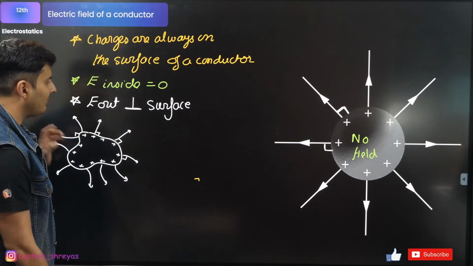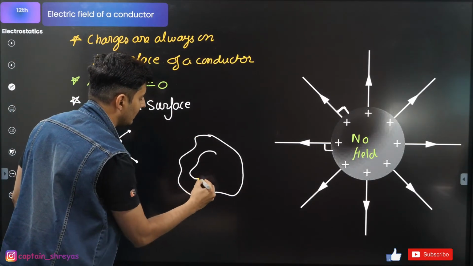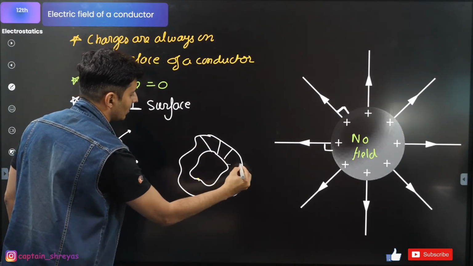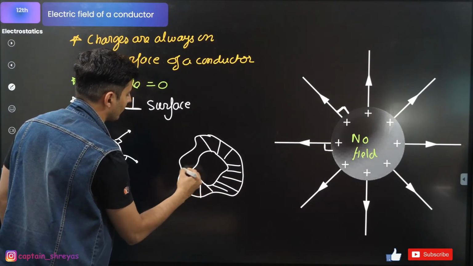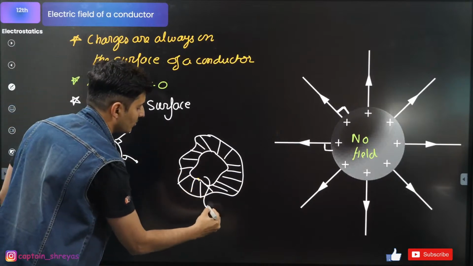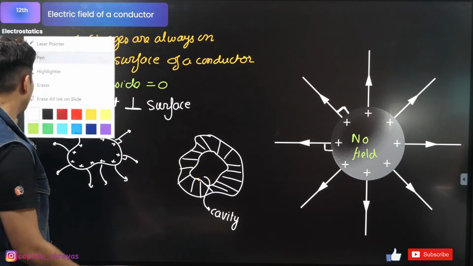What if there was a cavity inside? Still you will not see any kind of field even inside the cavity. Imagine only this much is the solid part of that particular conductor. Inside there is a cavity. So I'll just put it over here. This is basically a cavity, and the remaining part is the conductor.